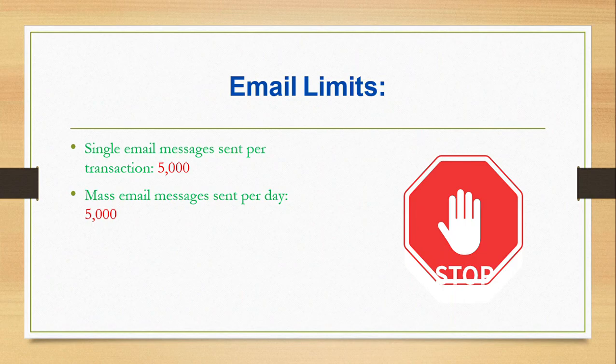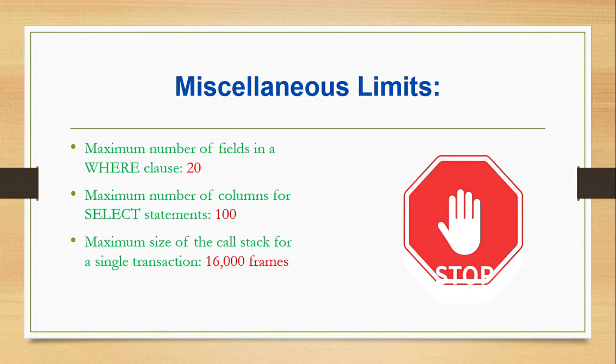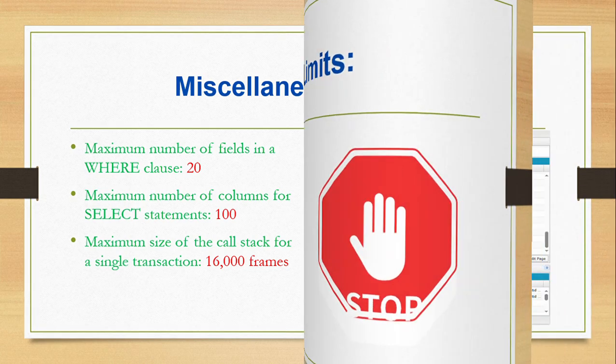Email limits: single email messages sent per transaction is 5,000, and mass email messages sent per day is 5,000. Miscellaneous limits: the maximum number of fields in a WHERE clause is 20, the maximum number of columns for a SELECT statement is 100, and the maximum size of the call stack for a single transaction is 16,000 frames.